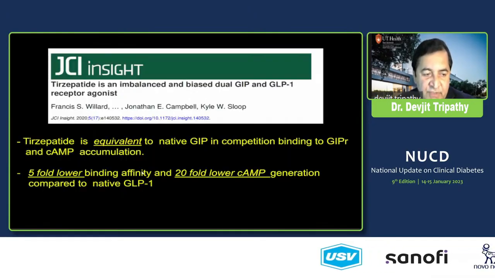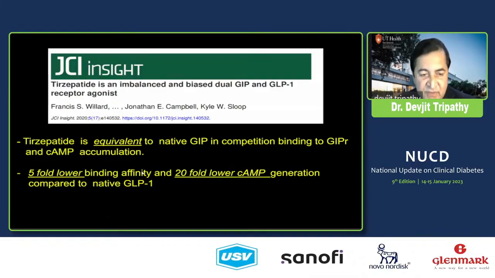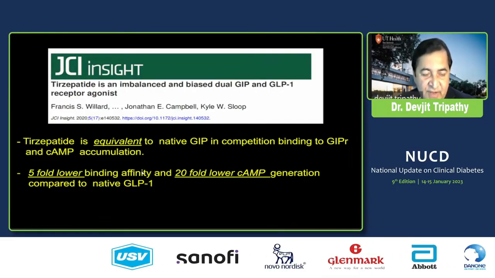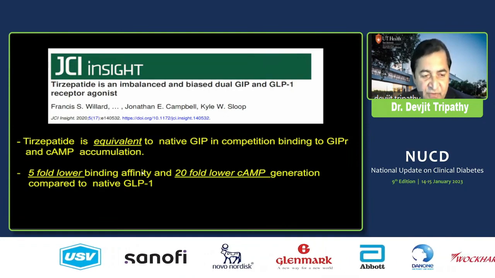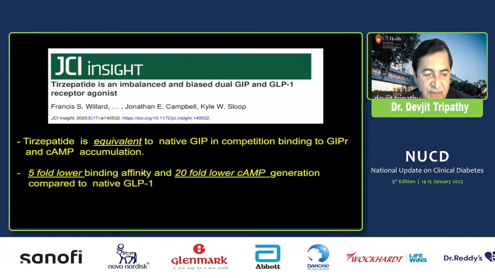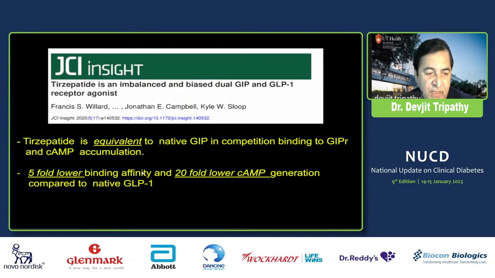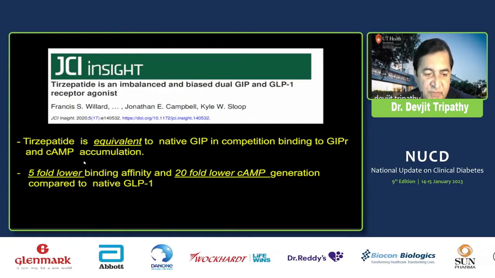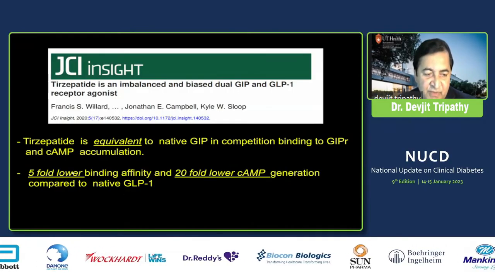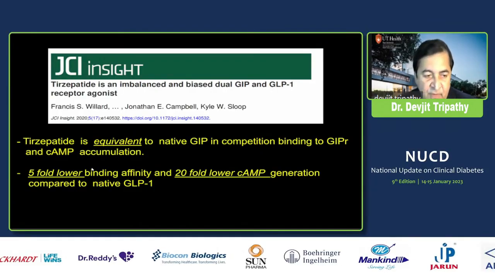And in vitro studies have shown that it's equivalent to native GIP in terms of cyclic AMP generation, because GLP-1, GIP, and glucagon, this class of drugs, act on G protein-coupled receptors, which generate cyclic AMP. And you measure the amount of cyclic AMP to measure the activity of these compounds. So it is equivalent to native GIP, but much less than native GLP-1: 24 times lower cyclic AMP than native GLP-1, and 5 times lower binding affinity than native GLP-1.